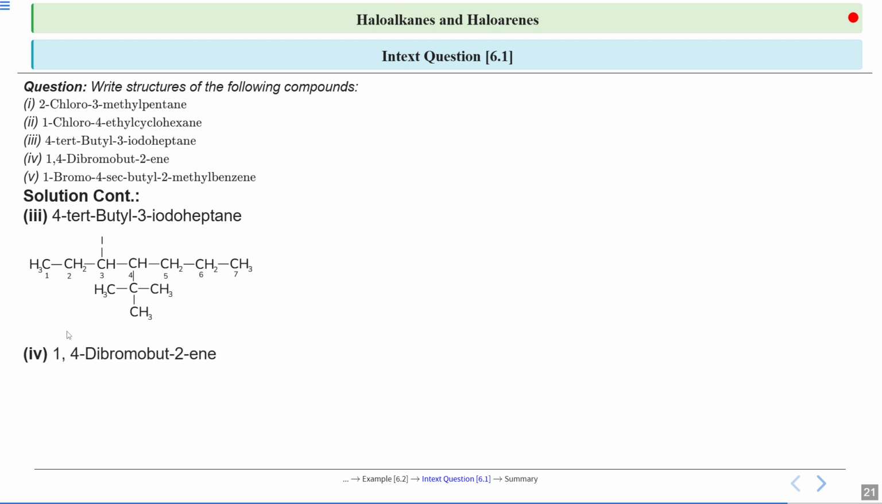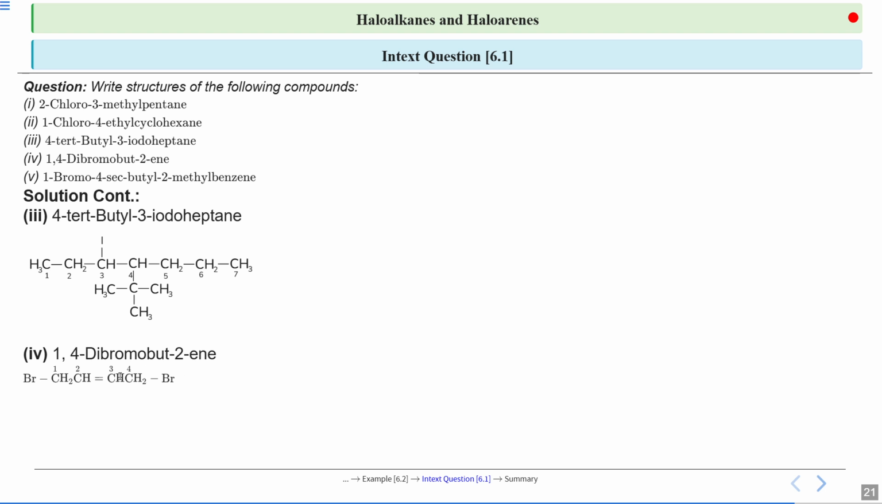For the fourth compound, 1,4-dibromo-but-2-ene. So at the first and the fourth position you have bromines. So we have 2 bromines in the structure at the first position and the fourth carbon. And but means 4 carbons present in the parent chain. At the second position we have a double bond, ene is given, right?